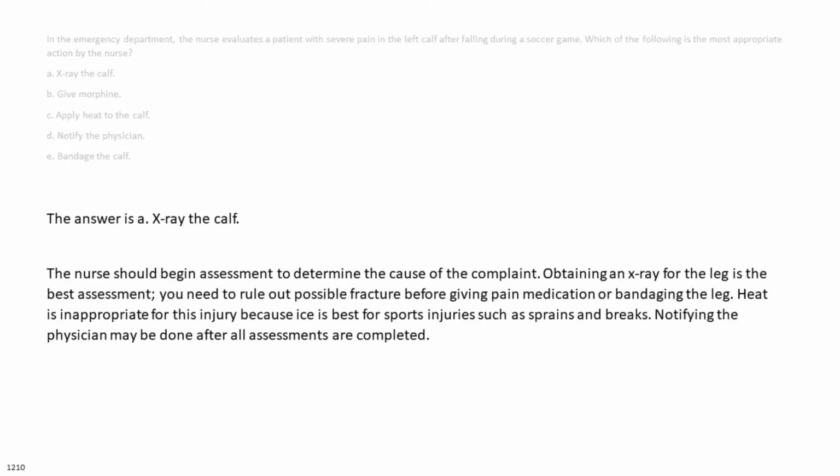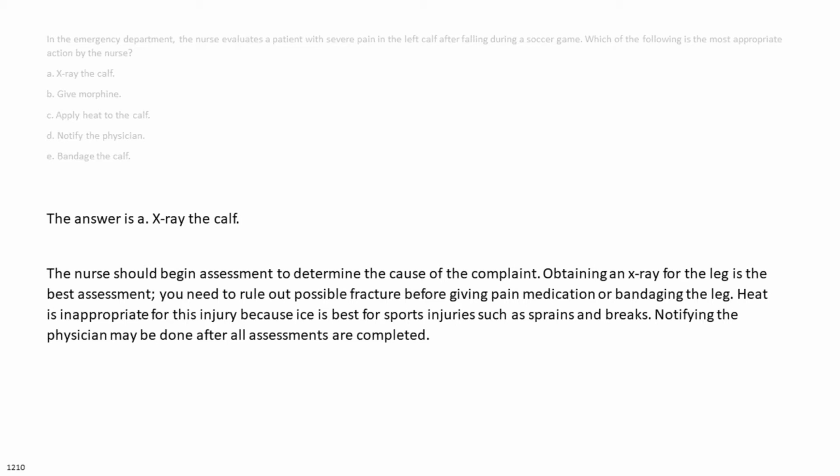The answer is A. X-ray the calf. The nurse should begin assessment to determine the cause of the complaint. Obtaining an X-ray for the leg is the best assessment. You need to rule out possible fracture before giving pain medication or bandaging the leg.